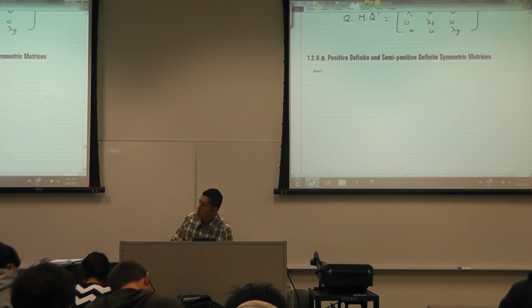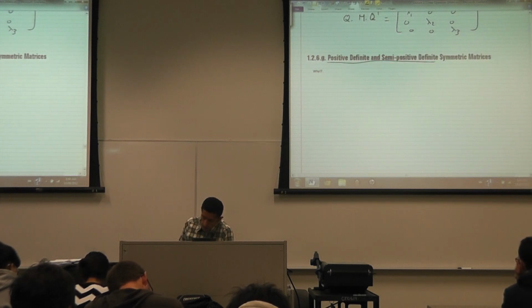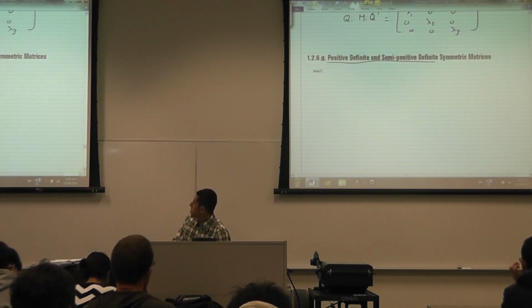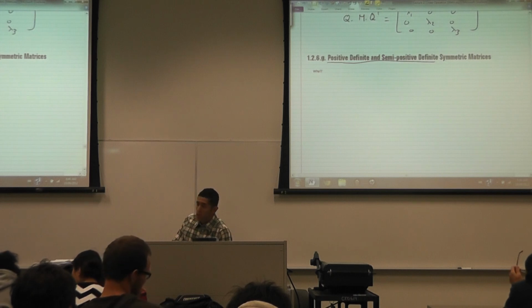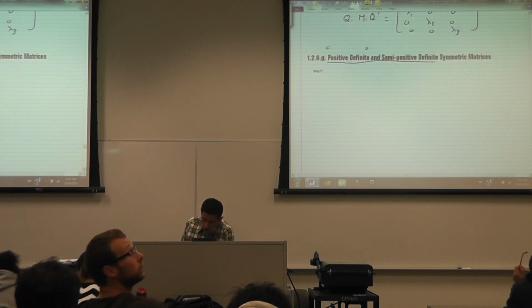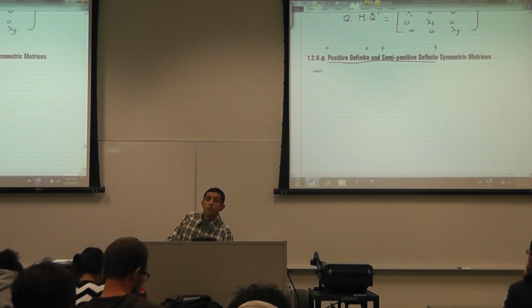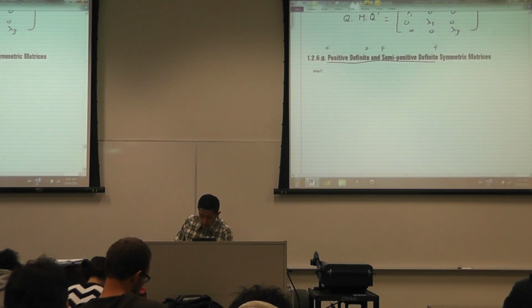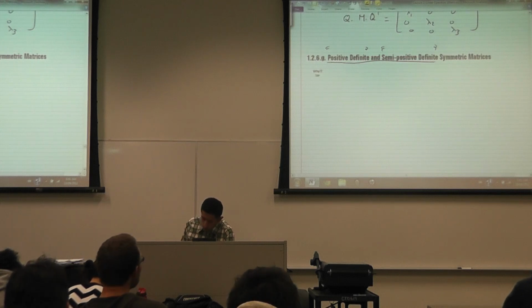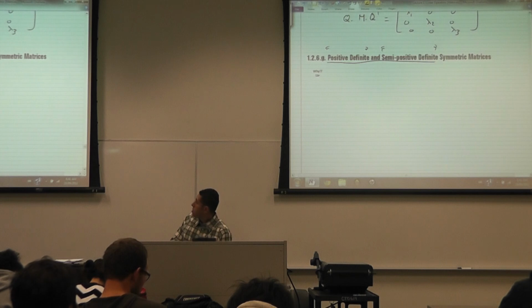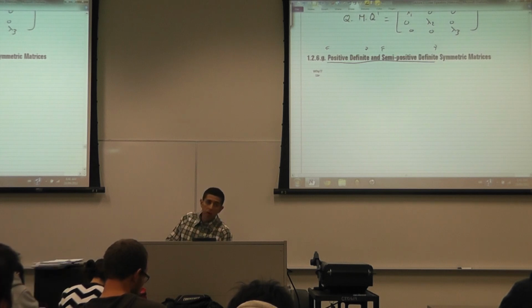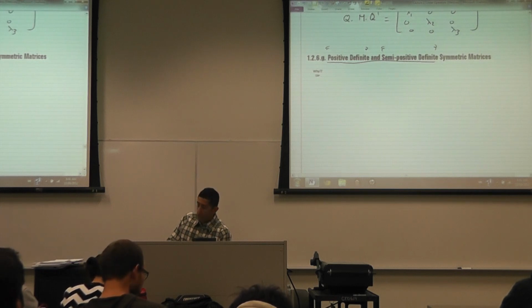So we're also interested in a special type of symmetric matrix, or special types of symmetric matrices. They're called the positive definite and semi-positive definite symmetric matrices. Simply because positive definite and semi-positive definite symmetric matrices, especially in numerical procedures, tell us something about the stability of the problem that I'm trying to solve.